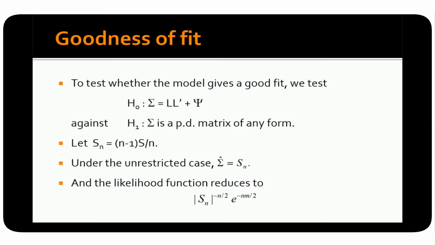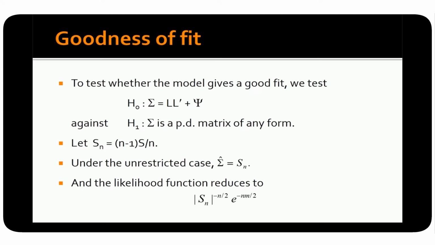Now a question that would always arise would be how good the fit is. So we need to test a hypothesis of the form sigma is equal to LL prime plus psi against an alternative that sigma is any other positive definite matrix. Now we saw from the usual maximum likelihood method that if we just assume sigma without any particular form of it, forget about the hypothesis that it's LL prime plus psi, then the usual estimate of sigma would be the sample dispersion matrix Sn.